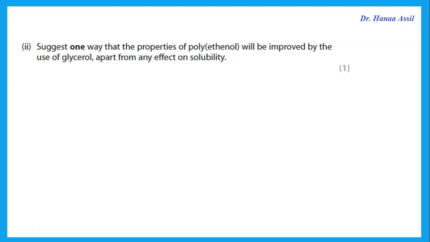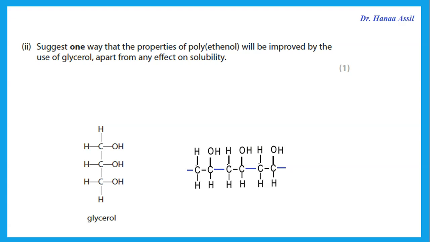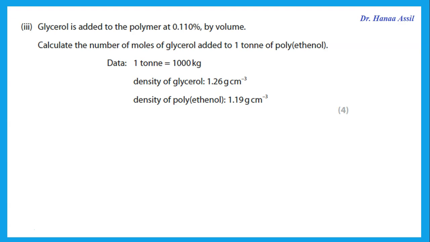Give just one way that the properties of polyethanol will be improved by the use of glycerol. Remember, when we put 2 substances together, apart from solubility, what else could it add to the polymer? Well, when we have these kinds of mixtures, usually the polymer would be stronger. So that will make it more useful.